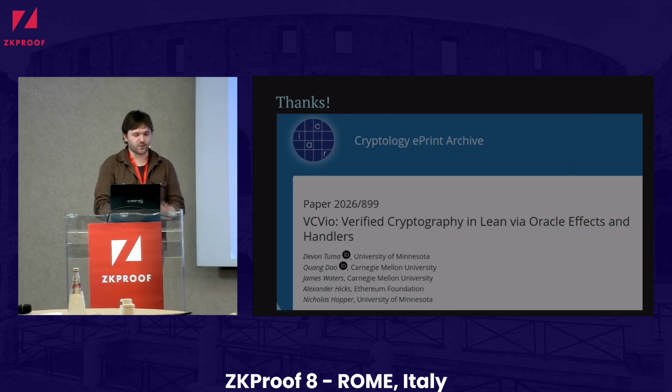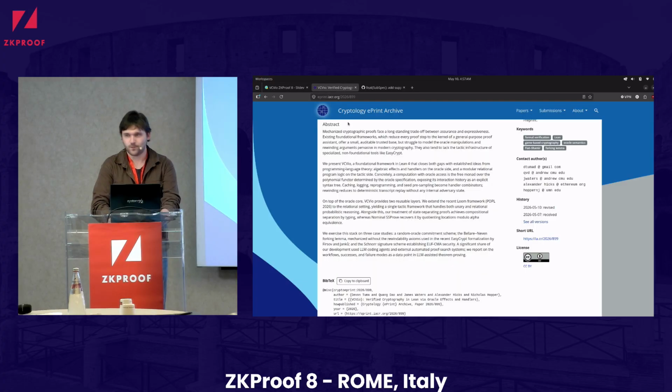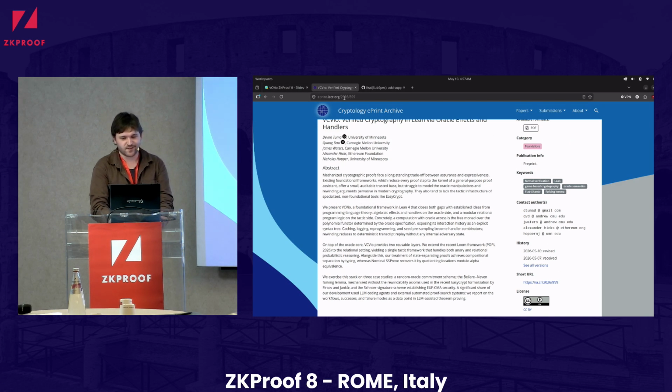I'll also mention there is this paper up, this VCV IO. I don't know the best way to find it. The ePrint archive is just numbered, so you can probably just look up 2026/899 and find it pretty easily. Oh, I suppose I have it right here. Yes, this ePrint IACR.